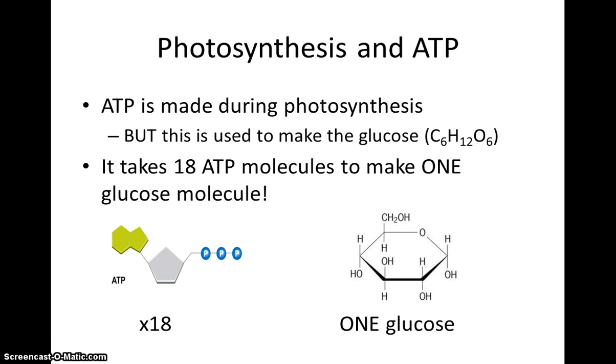Again, that's just glucose. And this is kind of an interesting fact. It actually takes 18 ATP molecules to make 1 glucose molecule. So every little tiny bit of the glucose molecule, all that sugar, it takes 18 ATPs for every single one.